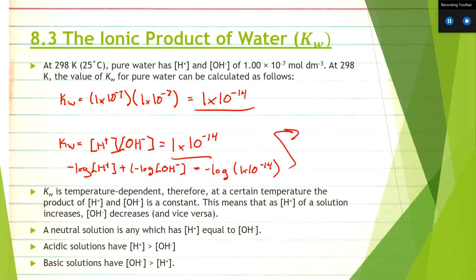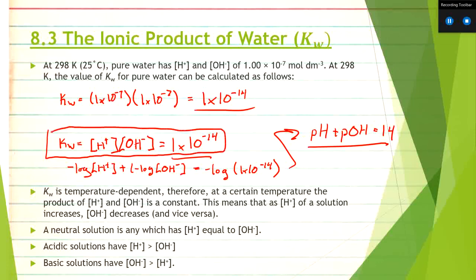And what that gives us, I'll write over here: negative log of H we know as pH, negative log of OH we know as pOH, and the negative log of 1 times 10 to the negative 14 is just 14. So this is where that other equation I mentioned earlier comes from. It's just derived from our equilibrium constant expression for water. So we can use this one or this equation when solving problems. Either is fine. And speaking of solving problems, let's try a few.